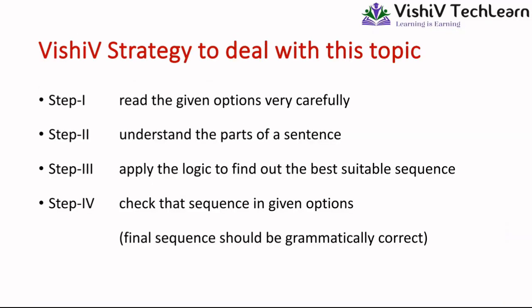Now let's look at the strategy, how we can solve these problems during competitive exams. Step 1 is to read the given options very carefully and understand the parts of a sentence, because we are going to form a sentence out of them. We have to understand it in a grammatical, logical way. Apply the logic to find the best suitable sequence. The last step is to check that sequence in the given options. And the tip here is that the final sequence, whatever you decide, should always be grammatically correct.